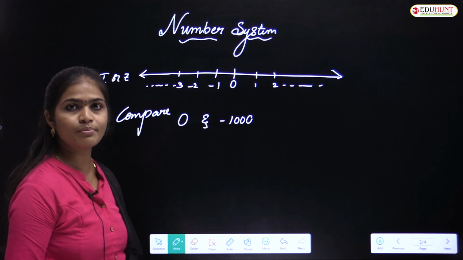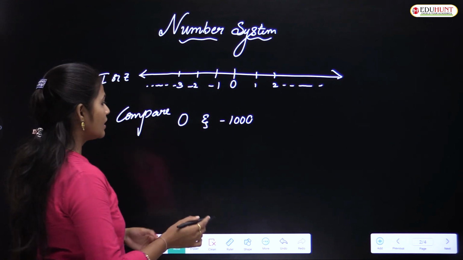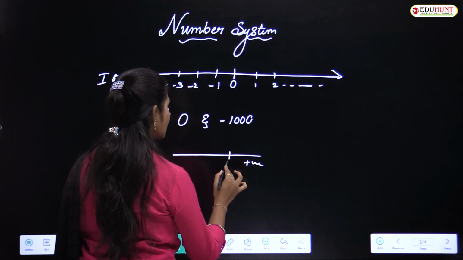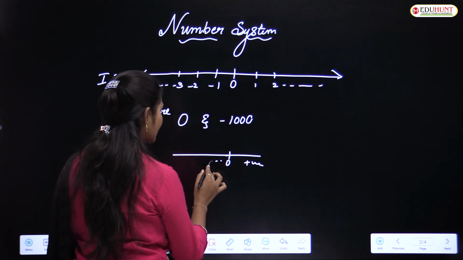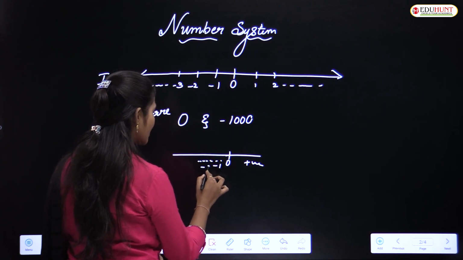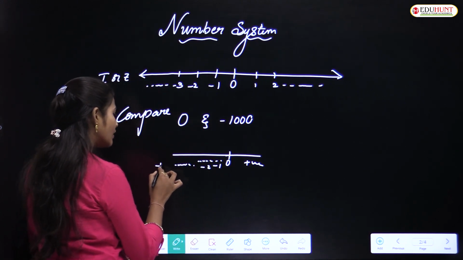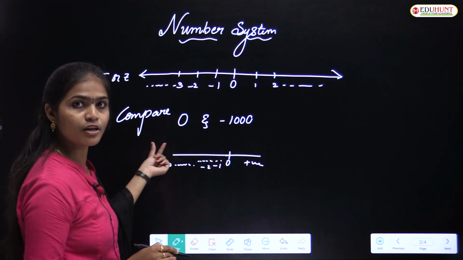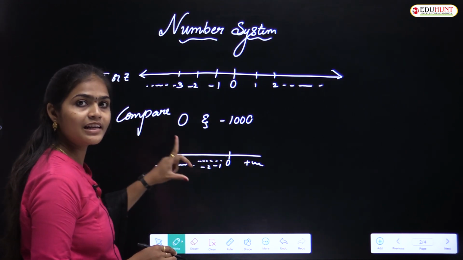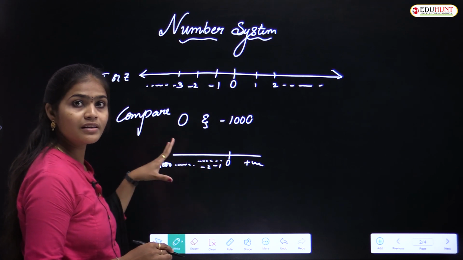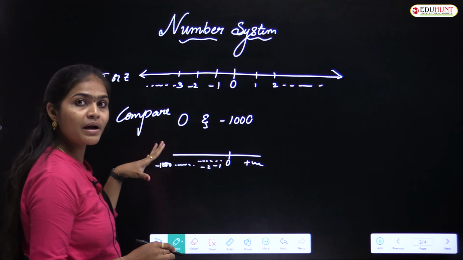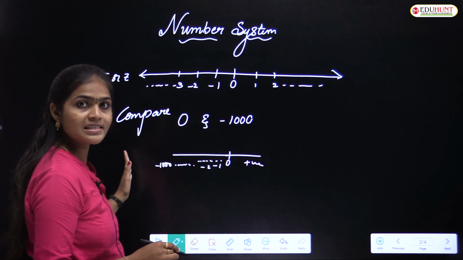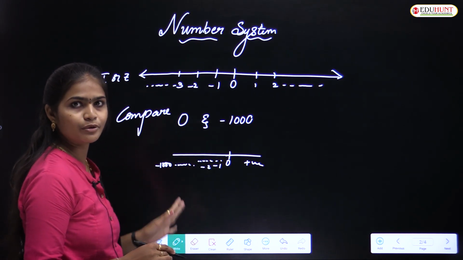But here the negative symbol is there, so how do we compare it? Here are the positive integers, here this is 0, and here you will get the negative integers: minus 1, minus 2, and somewhere you will get minus 1000. Somewhere to the left side of 0 you will get minus 1000. By observing this, minus 1000 lies on the left side of 0, so minus 1000 is less than 0.